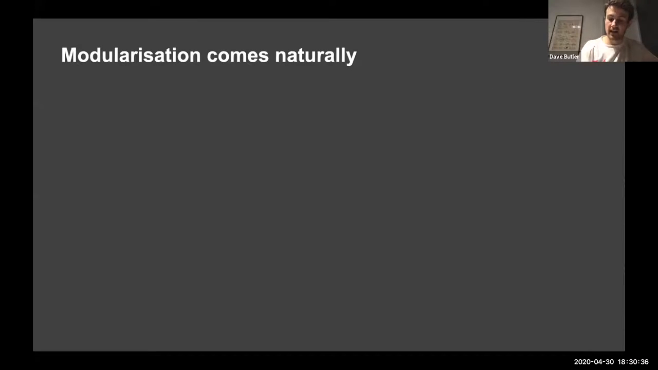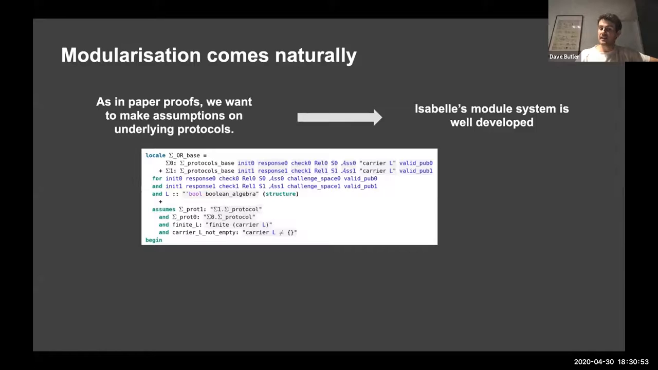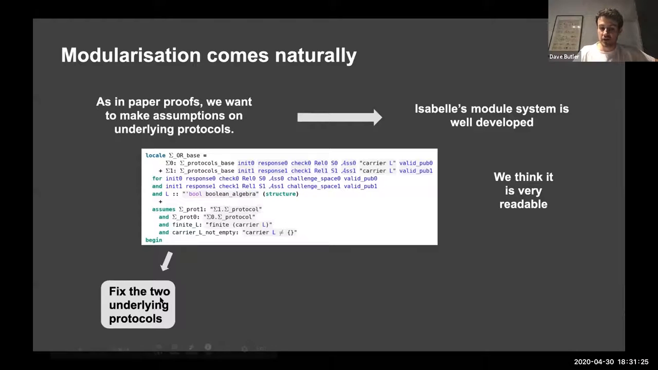One other thing I want to highlight in Isabelle: I've talked a lot about modularization, but I want to show how this comes quite naturally. In paper proofs, we often want to make assumptions on the underlying protocols, and hopefully I'll show you how this can be done in Isabelle. When we consider this OR construction, what did we want to consider? Really what we had written on paper is that we have two different Sigma protocols, the underlying protocols that we then form this construction on top of. So we form our module, and then we instantiate our two Sigma protocols, sigma zero and sigma one. All we're doing here is introducing the parameters of these protocols, not worrying about exactly which one it is, whether it's the Schnorr or the Okamoto, but we're fixing the underlying protocols.